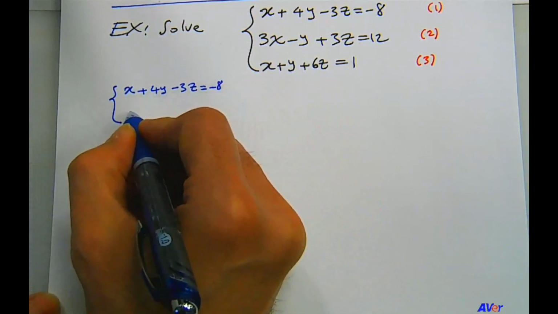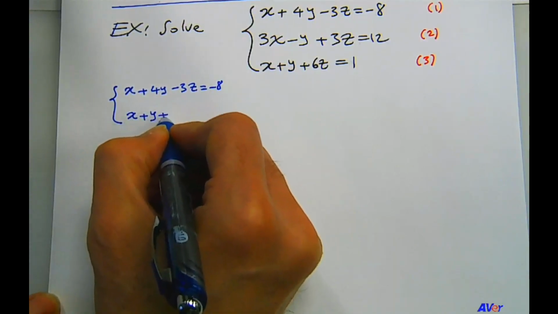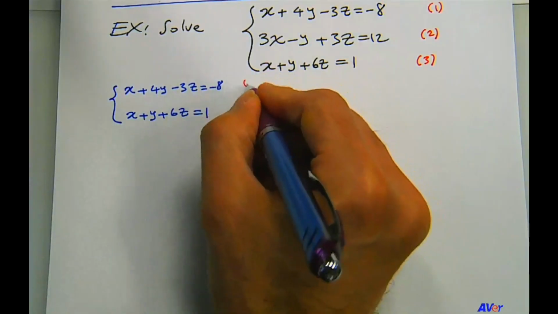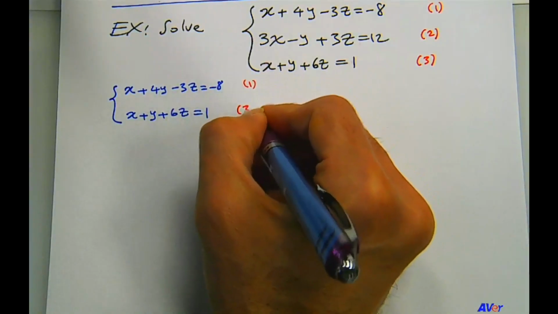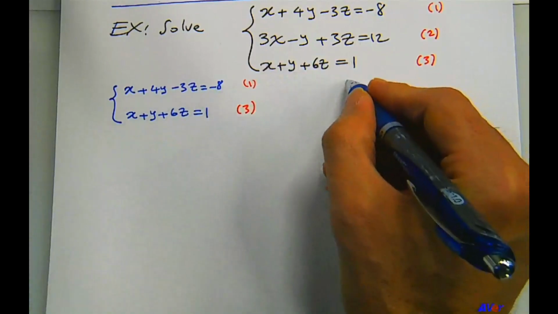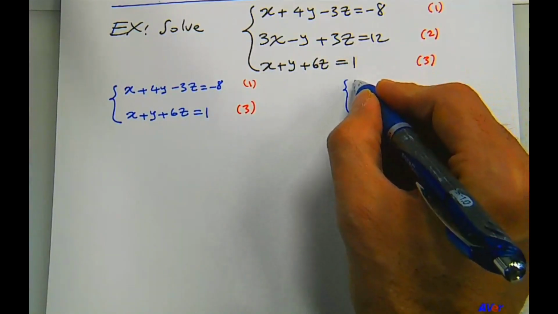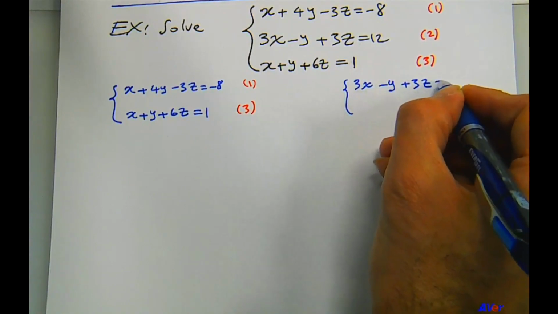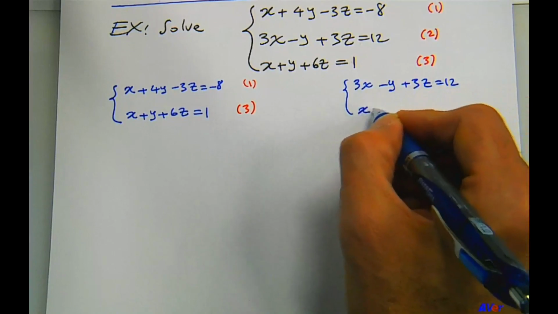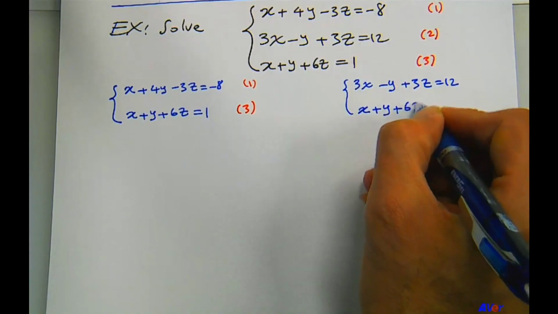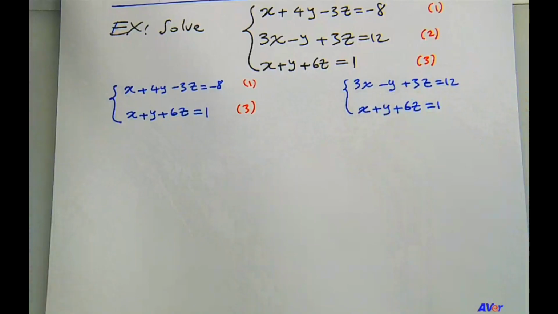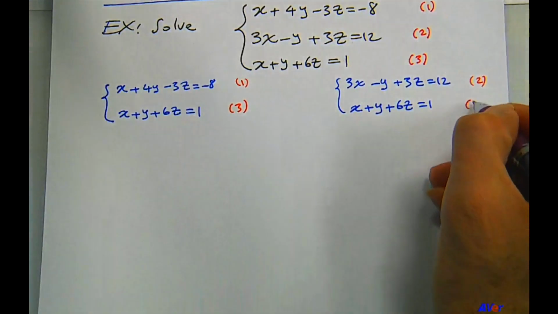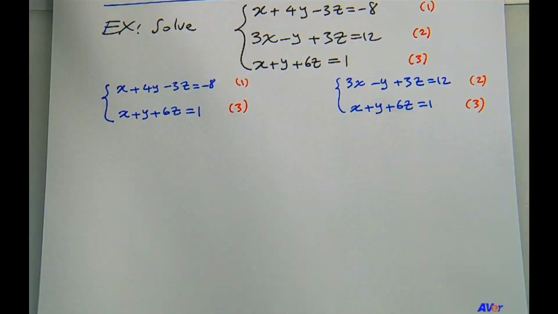That's equation 1, and then equation 3. So this would be 1 and 3. Let's take the other pair as 2 and 3. So we have 3x minus y plus 3z equals 12, x plus y plus 6z equals 1. And just to be clear, this is equation 2, and this is equation 3.